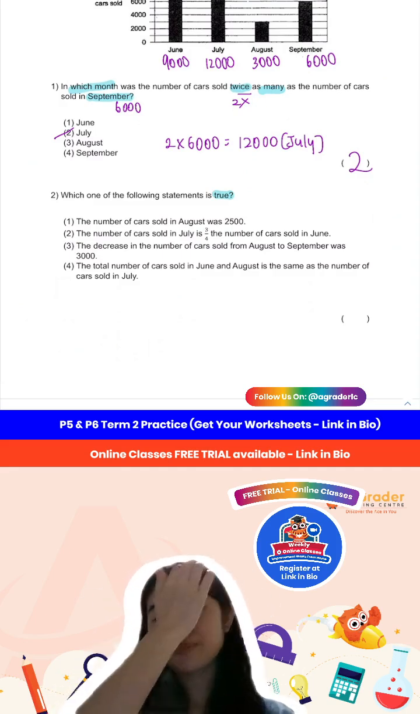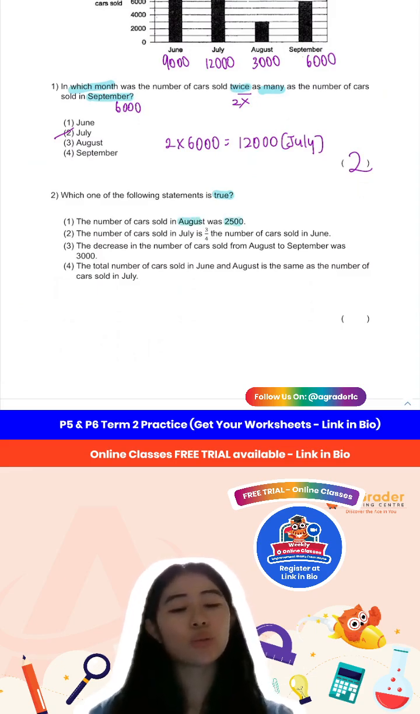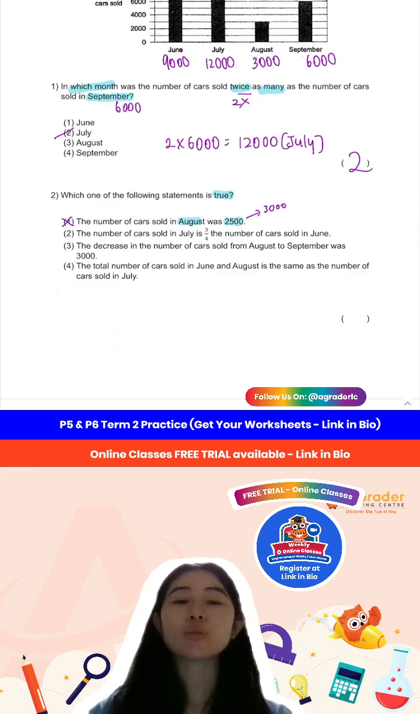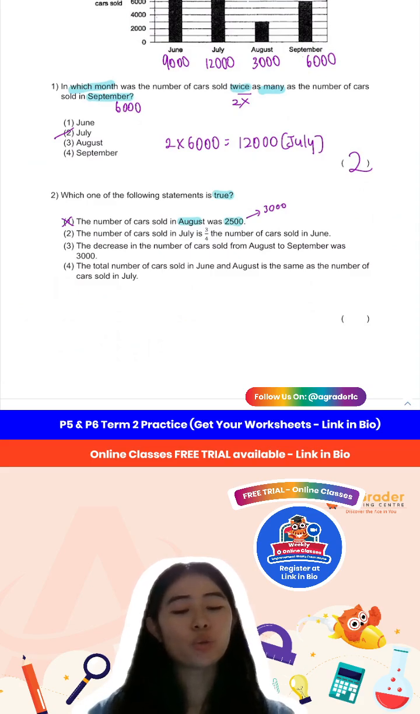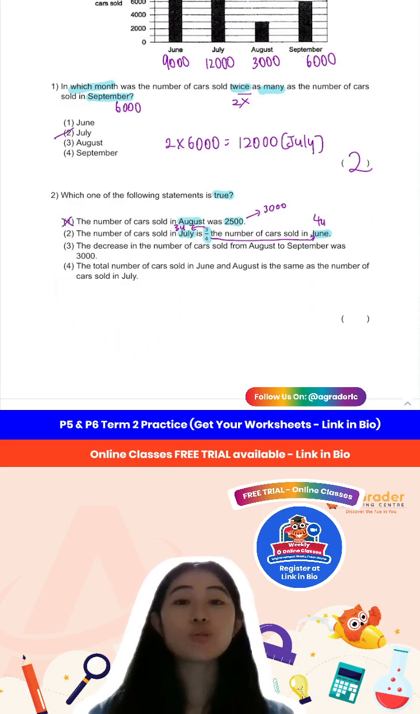Okay, so let's go through this. For option 1, it says that August is 2,500. Okay, so this is not correct. August should be 3,000. So this statement is false. Now, for statement 2, it says that July is 3/4 of June. So what you can do is you can draw arrows to allocate the units. So 3 units belongs to July, and 4 units you draw the arrow, you point it at June. So is this true or not?